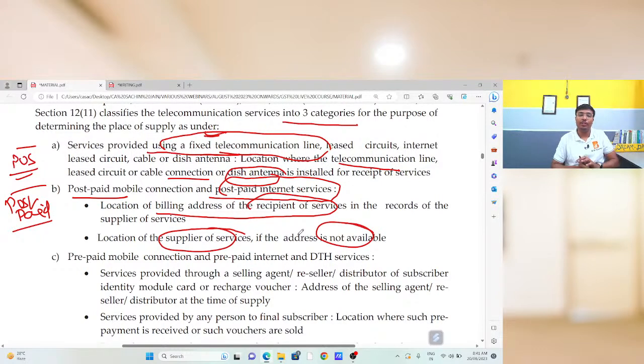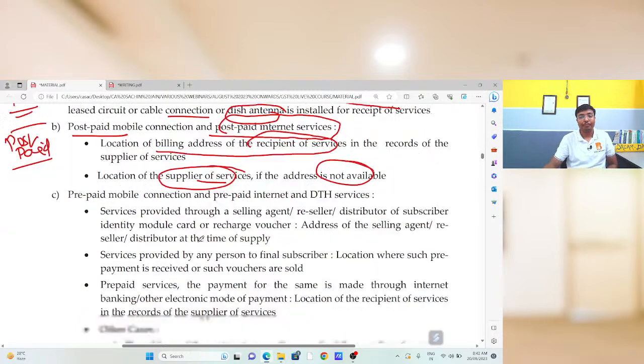So the first category was related to telecommunication tower, line, leased circuit, etc., where the location of all those things is situated. And in case of postpaid billing or postpaid internet services, if the billing address is available, that billing address will be treated as the place of supply, and if the billing address is not available, the location of the supplier of service will be treated as the place of supply.